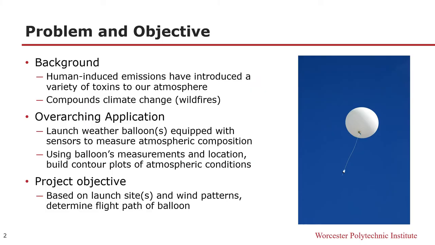Over the last 100 years, we've seen unprecedented increases in temperature of the atmosphere, largely due to human-induced emissions. This is the well-known phenomenon of climate change. And climate change compounds when natural disasters like wildfires introduce additional toxins to the atmosphere.